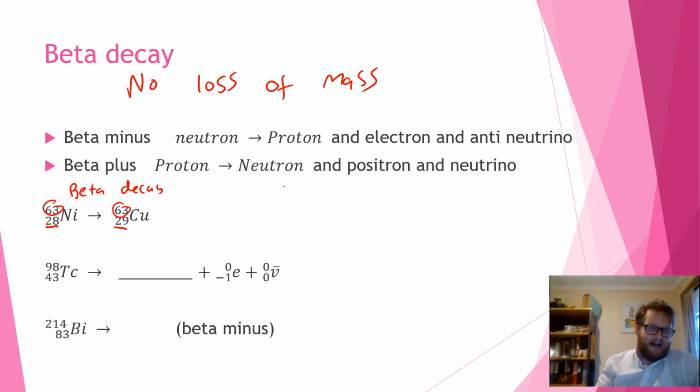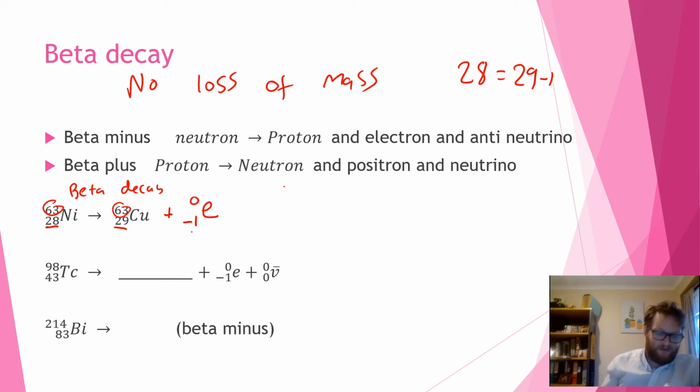So I now have more protons than I started with. In order to balance this out, I need to have a minus one charge here. That minus one will balance out this 29, because we all know that 28 is 29 minus 1. If I put a minus one charge here, I need to attach that to a particle. Let's put an electron. But with beta minus decay, we've got to remember that we have an electron and an antineutrino. So let's just put an antineutrino on the end, and that's that first one done.